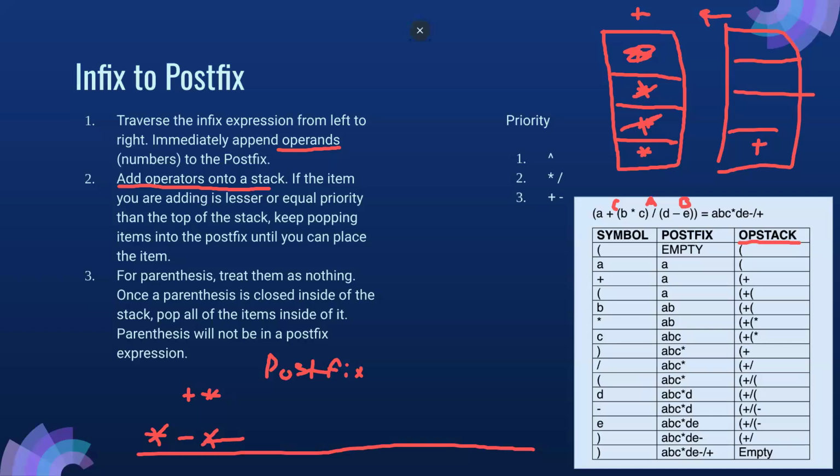The way I think about it is, if you're placing something on top of it, it would ruin the order of operations, because when we pop everything off at the end, the plus will go down before the multiplication goes down, and that's wrong, right? So this is how you handle operands.